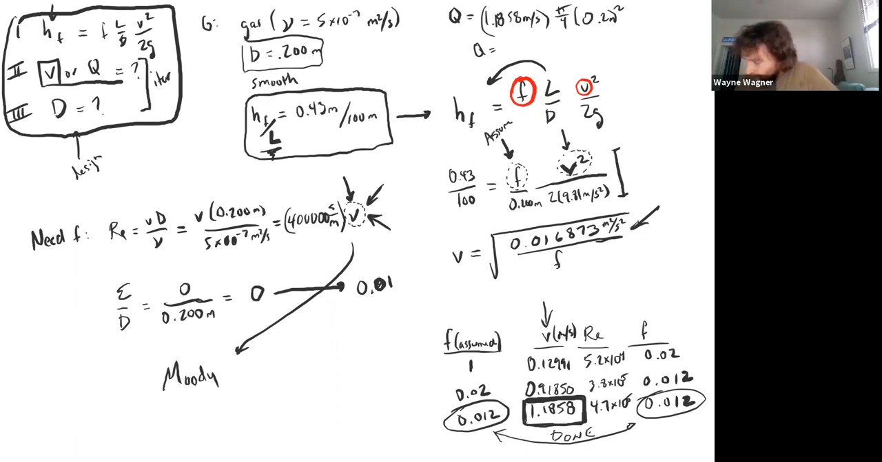1.1858 times pi divided by 4 times 0.2 squared. Okay, so it's a pretty small number, 0.037. I'm just going to give you 3 sig figs, 0.0373 cubic meters per second. Okay, and that would be the final solution to this problem.